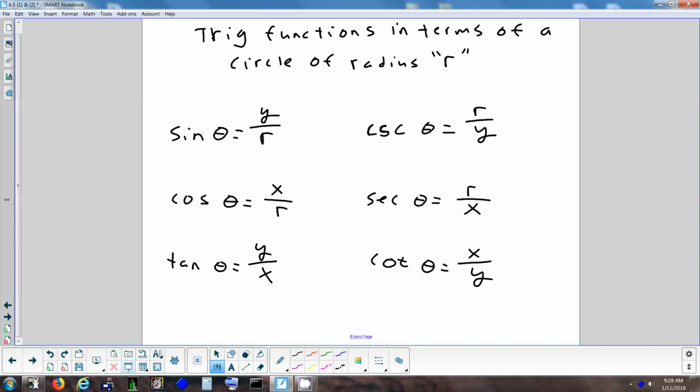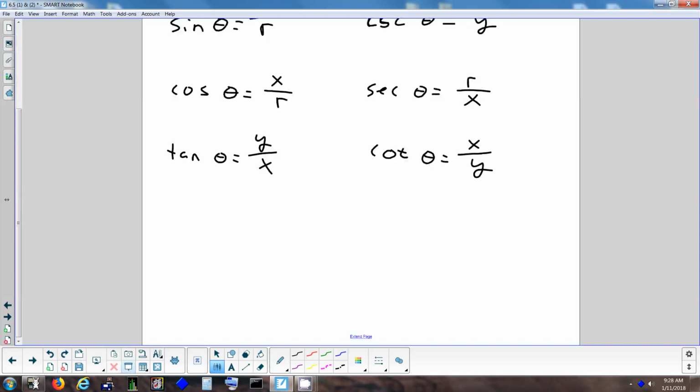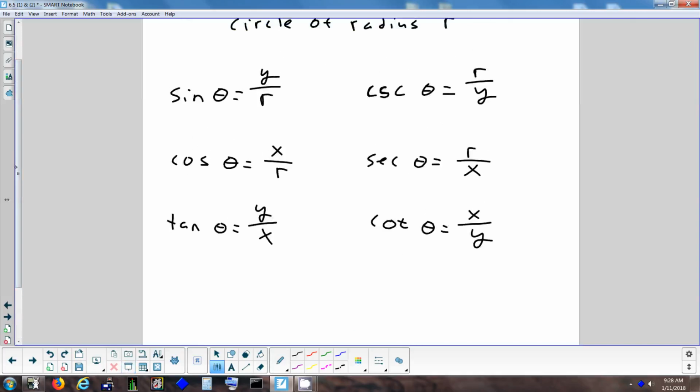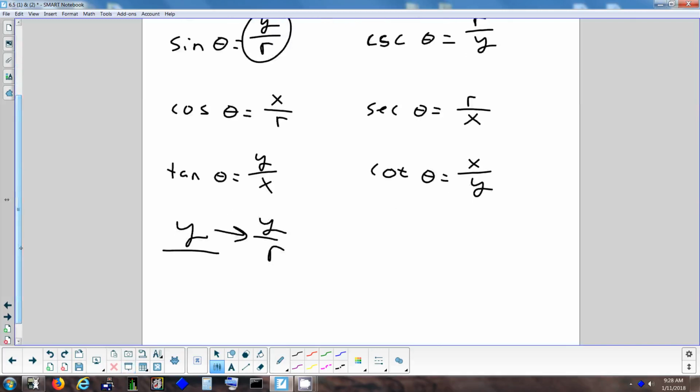Let's see why it stays the same. Why didn't that one change? What was our old definition for tangent? The original one on the unit circle? Yep. It's y over x. On the new circle, y turns into y over r, and x turns into x over r. So there's my old definition for tangent, y over x. Here's my new definition, y over r divided by x over r.